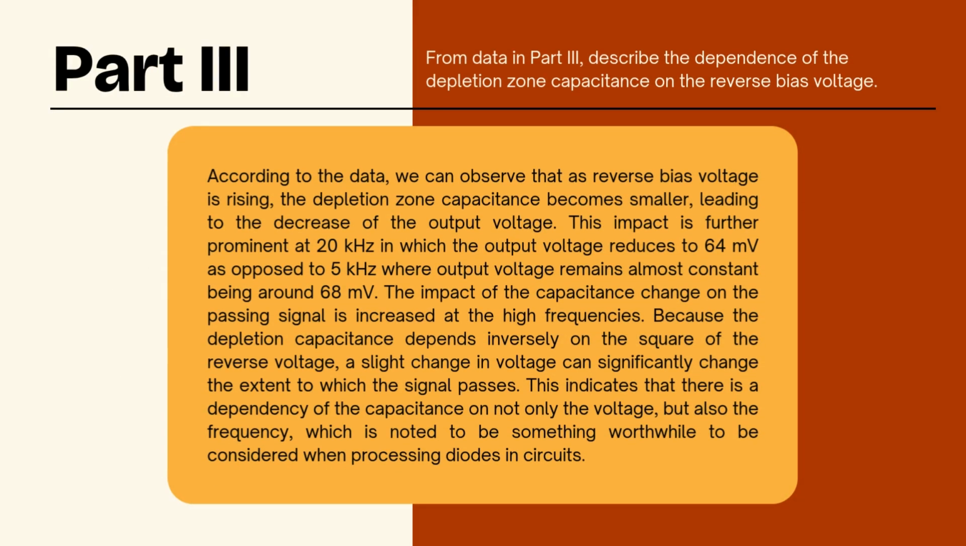For part 3, we need to describe the dependence of the depletion zone capacitance on the reverse bias voltage. And our answer is we observe that as reverse bias voltage is rising, capacitance becomes smaller, leading to a decrease in the output voltage. This impact means the output voltage will remain almost constant.